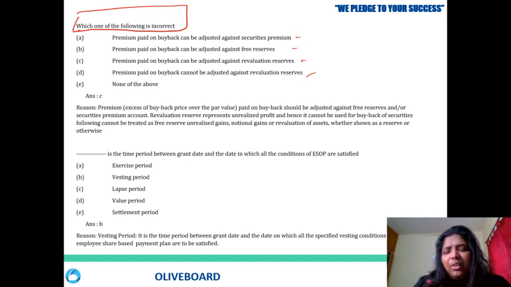I hope most of you guys know that. You're getting it? Practically in the market, you might be seeing it. Accounting, in technical knowledge or in bookish knowledge, I'm telling you. So when the issue price is greater than the face value, it is called premium. That is called securities premium.